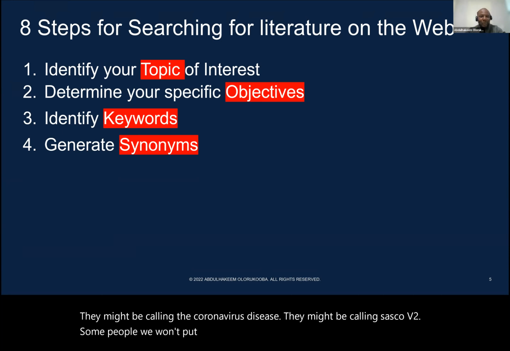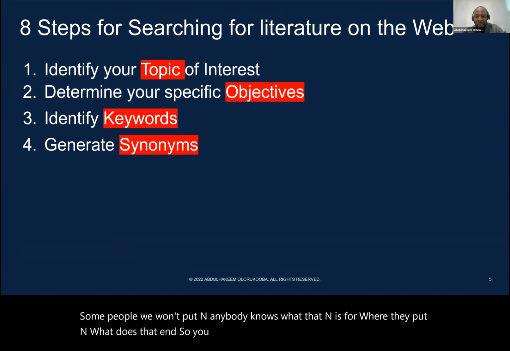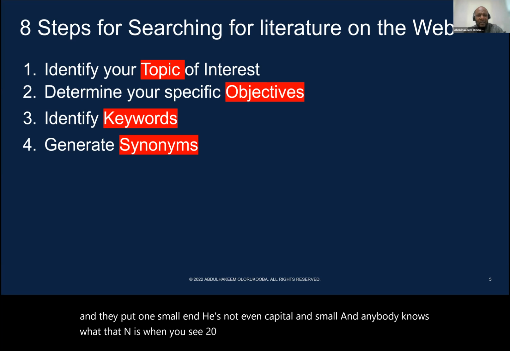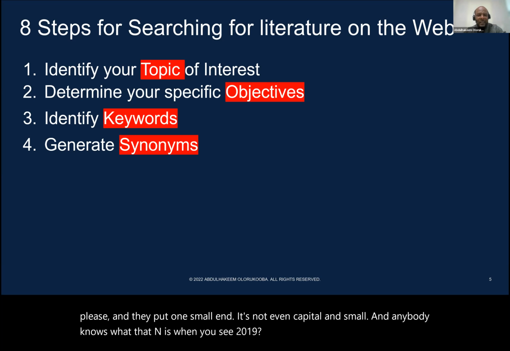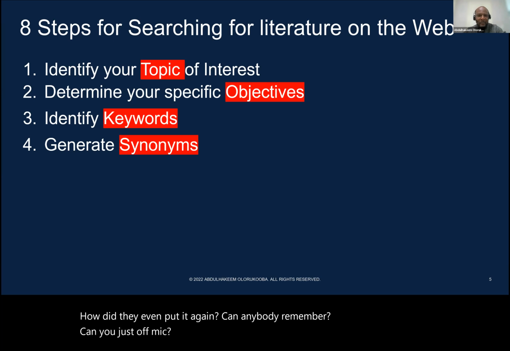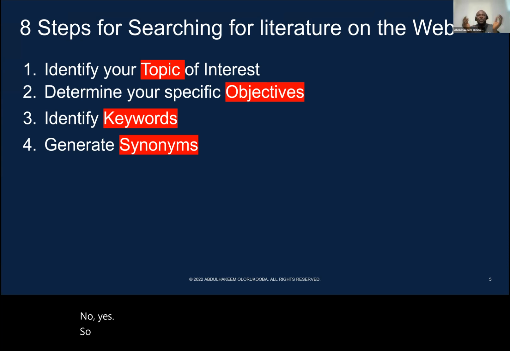Anybody knows what that N is for? They put one small n, it's not even capital N. When you see 2019, how do they even put it again? Can anybody remember? Someone has written in the chat box, novel. Novel, yes. So if you are just saying coronavirus, some people don't know what you are saying.